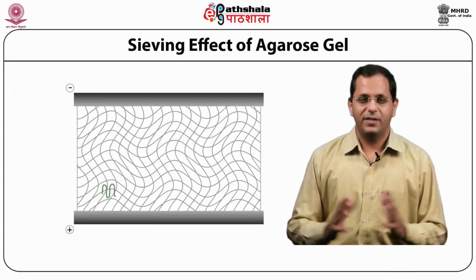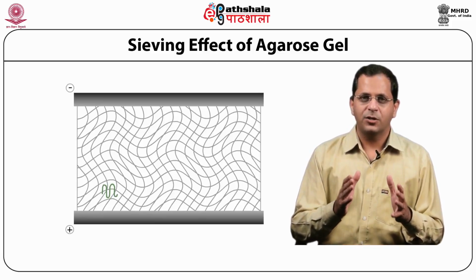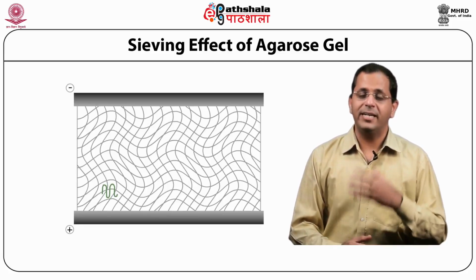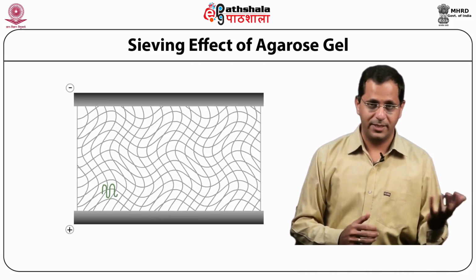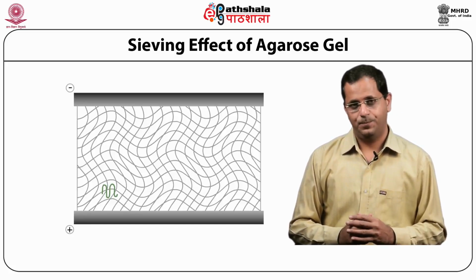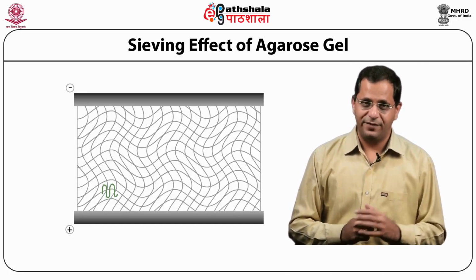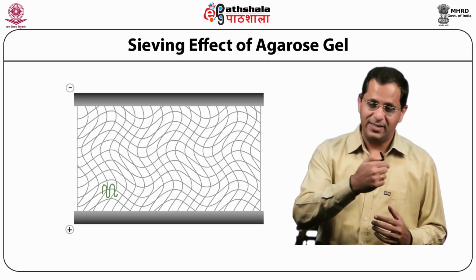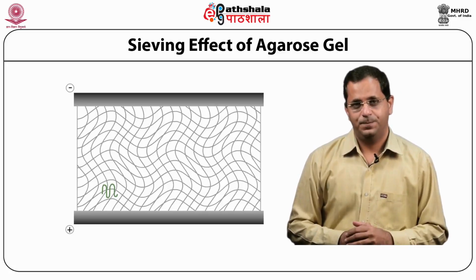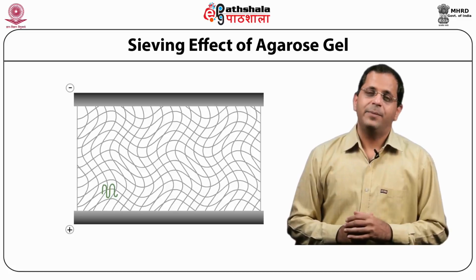What is the sieving effect of an agarose gel? Imagine you have an agarose gel matrix in which electrophoresis is taking place, and you have run 3 DNA fragments: 100 base pair, 500 base pair, and 1000 base pair. Now, my question to you is, which is the DNA fragment that will travel the fastest from the negative end to the positive end? Do you have the answer? Now, let me help you out with this.